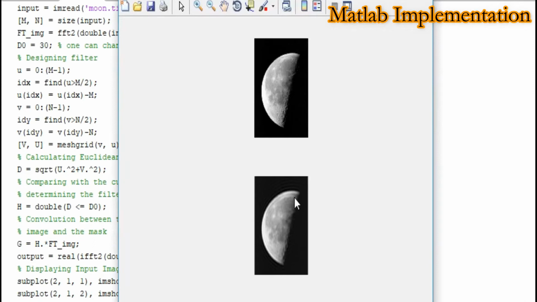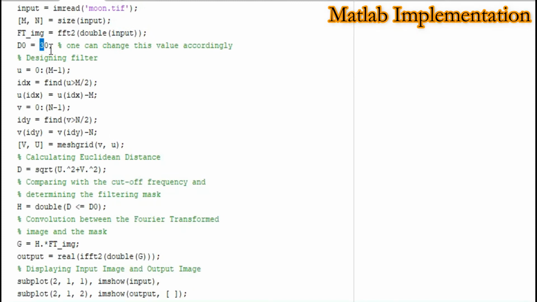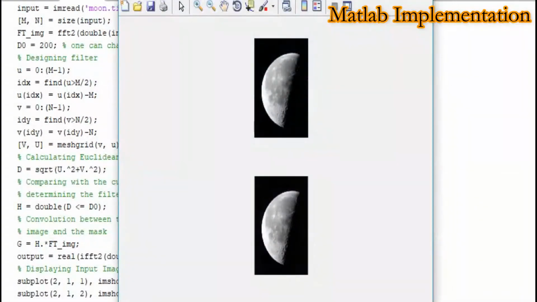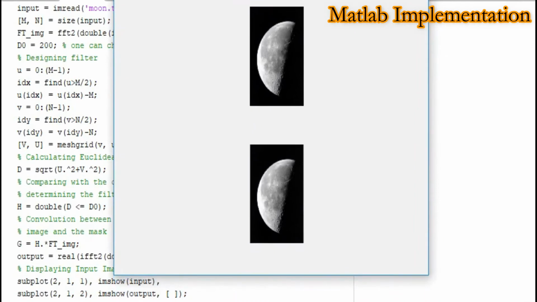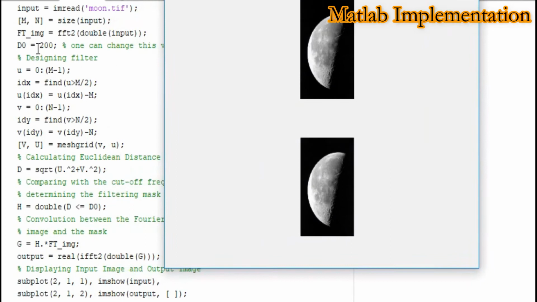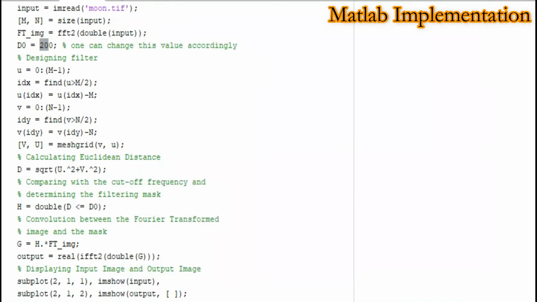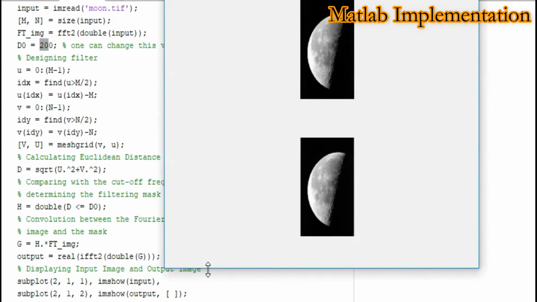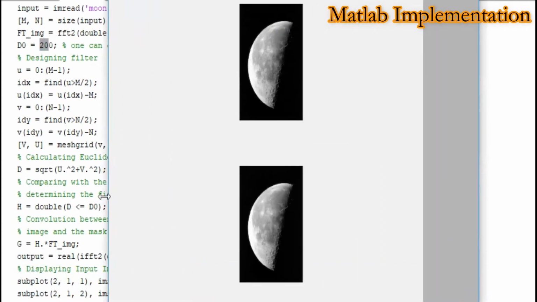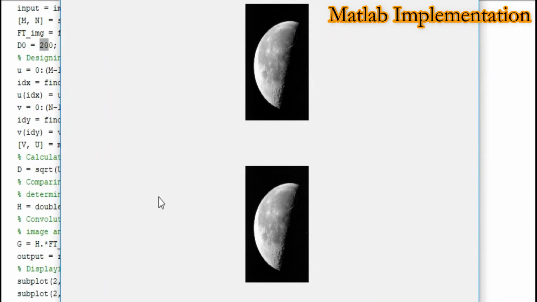Here the output is a little bit blurred and there is a ringing effect. If you change the value of D0 to 200, then you can see the output. In this output there is no ringing effect and no blurring effect. So when the D0 value is 200, there is no ringing effect and no blurring effect.